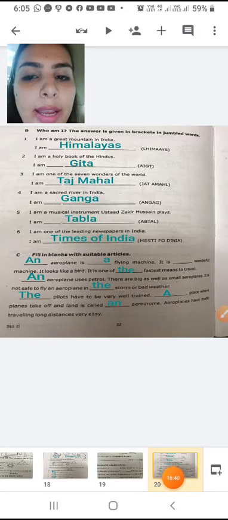Write down Tajmahal. Taj Mahal. Now the fourth is, I am a sacred river in India. So I am Ganga. So the spelling of Ganga is Ganga. Next is fifth. I am a musical instrument Ustad Zakir Hussain plays. Which musical instrument does Ustad Zakir Hussain play? I am tabla.